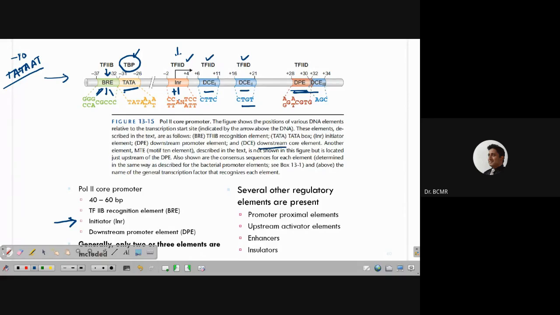So downstream core element. So DCE1, DCE2, and DCE3. They are downstream core elements. And downstream promoter element is here. This BRE I have described. TATA box is described, and so on.